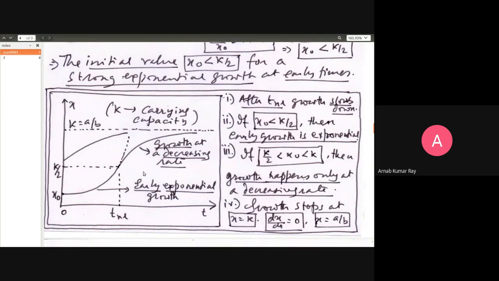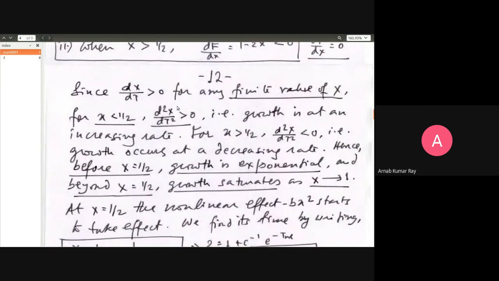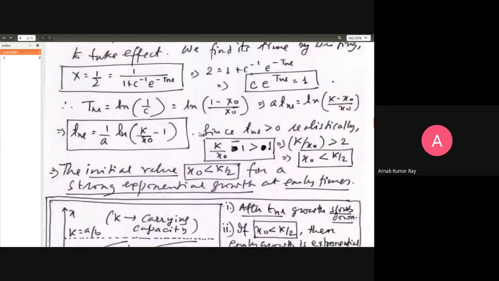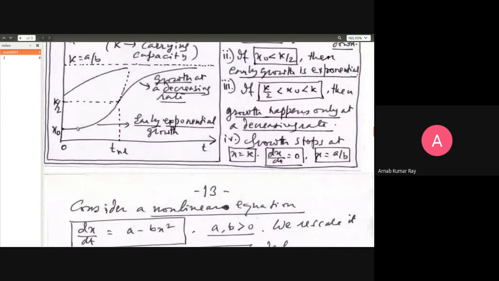Here, this is the point I'm trying to make. Now you follow carefully. d2x dt squared will be positive when you have growth at an increasing rate. Here you can see it is concave upwards. Had it been a straight line, the second derivative would have been 0. If the second derivative is greater than 0, a positive number, you will grow like this. A straight line will grow like that.